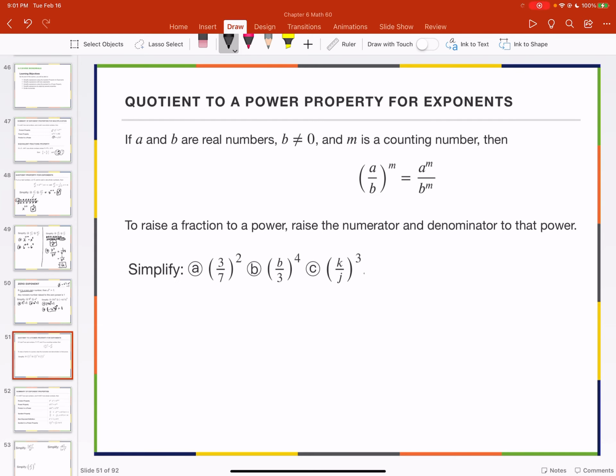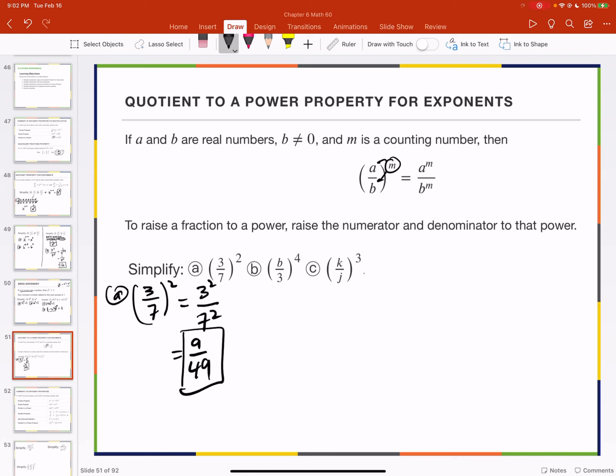Okay. Now, what if you have a quotient that's raised to a power? That just means you can distribute the exponent to top and bottom. So for example, 3/7 raised to the power 2 can be rewritten as 3 squared over 7 squared, which is 9 over 49. Okay, so for B, you have b over 3 raised to the power 4. That simplifies to b to the power 4 over 3 to the power 4, which is just b to the power 4 over 81.